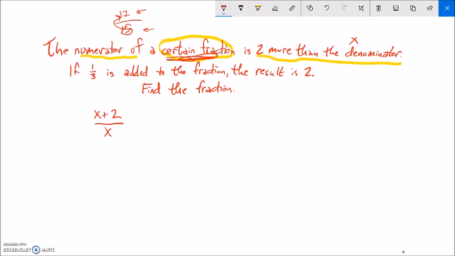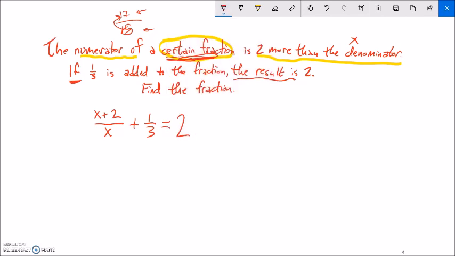So next piece, if, that hypothetical that mathematicians love to use. Let's not even just say if. Let's just say 1/3 is added to the fraction. Okay, so I'll add 1/3 to it. So when that happens, the result is 2. The result is 2. Great, there's my setup. Here's my certain fraction where the numerator is 2 more than the denominator. 1/3 is added to it, and I get 2 as an answer.